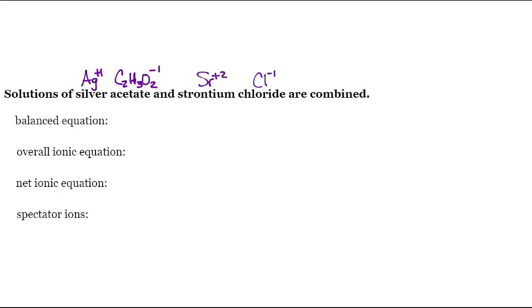Chlorine, which is just normal chloride, is a -1. So as we start trying to write our formulas, I have a +1 and a -1 here. So that's just going to become Ag C2H3O2. I'm going to leave a space for my state of matter. I'll come back and do that later. My +2 and my -1 here, when I cross, drop, reduce, is going to form SrCl2. And now I need to start predicting my products.